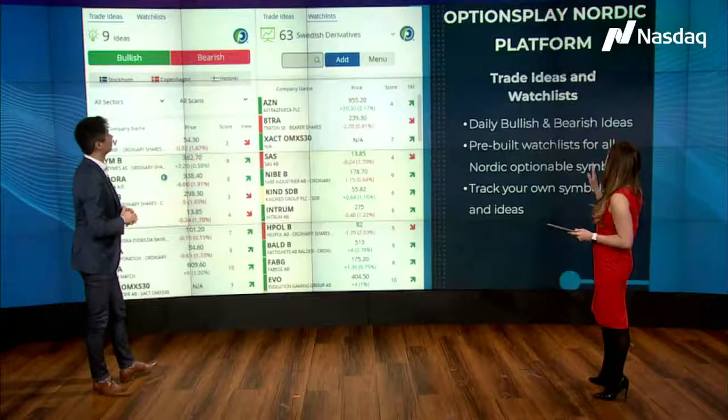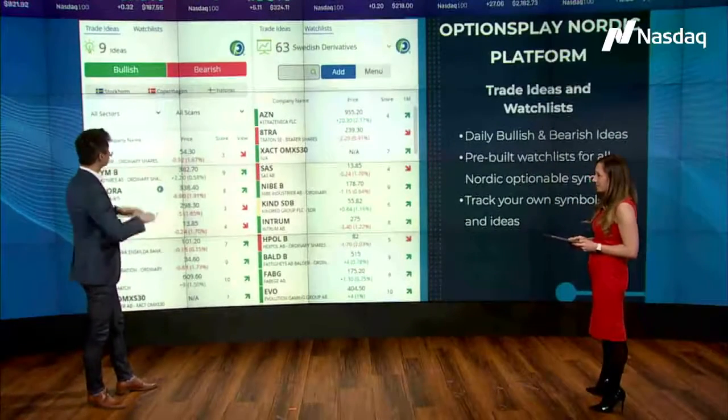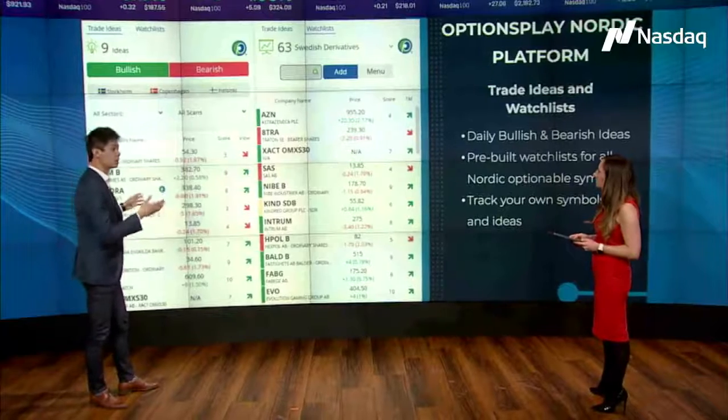All right, let's look at our next chart here. And this is about how the platform actually works. This is one of my favorite parts of it, where you can get trade ideas and build your watch list. Yeah, so at the core of this new partnership is the OptionsPlay technology.